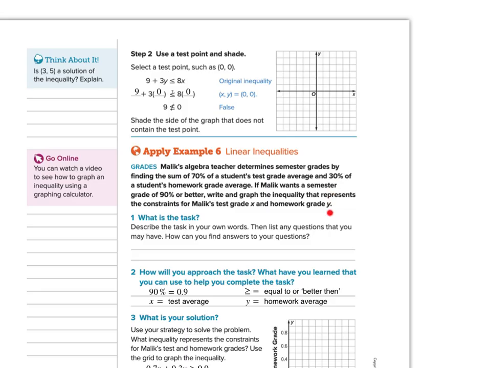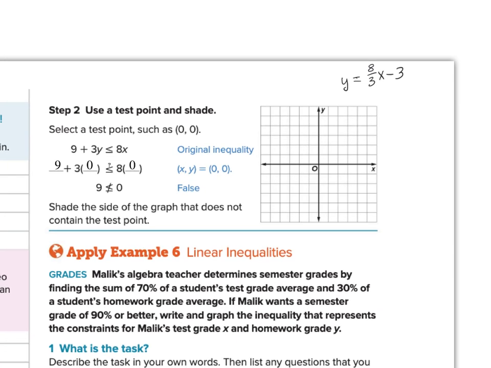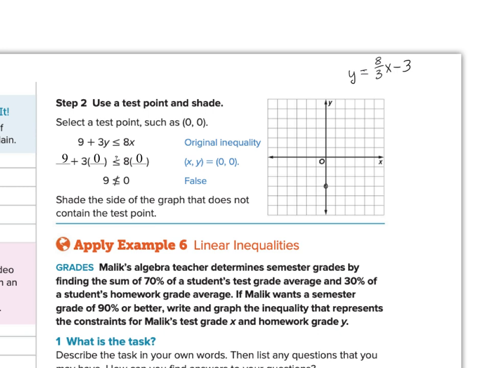And then over here, graphing it, y is equal to 8 over 3x minus 3. Graphing that, starting off here at negative 3, my y-intercept, I'm going to go up 8 and right 3. 1, 2, 3, 4, 5, 6, 7, 8, 1, 2, 3. So there you go. I know I'm going to have a solid line because it's closed.